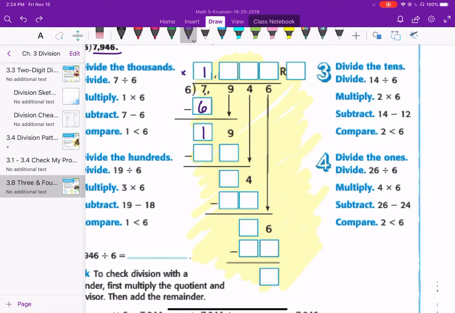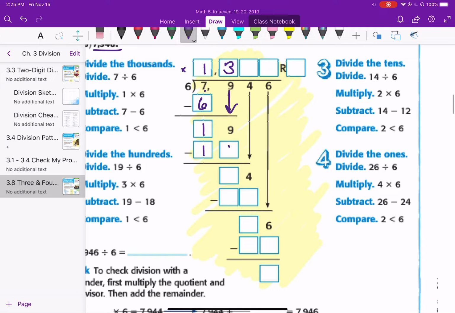7 minus 6 is 1. 1 is less than 6. Good, so we carry on. We bring down a 9. 6 goes into 19 3 times. 6 times 3 is 18. I subtract, I get 1. Again, 1 is less than 6, so we carry on.